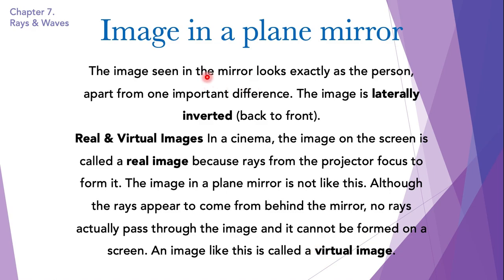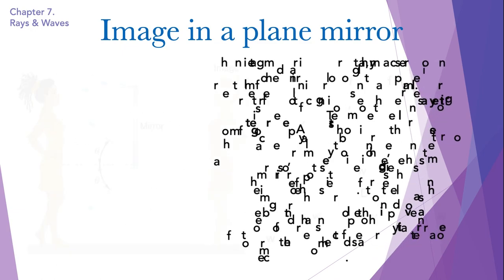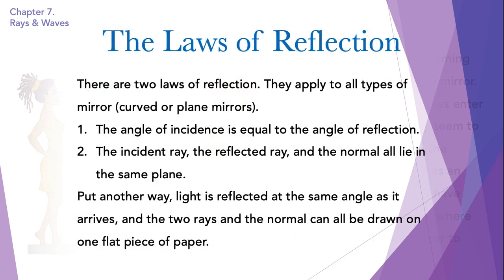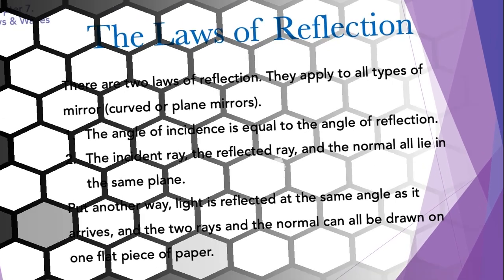So this was the image in a plane mirror. Now that we've understood this, we have also understood the incident ray and the reflected ray and the normal line and the two laws of reflection. So we're going to move ahead onto now finding an image position in a mirror.